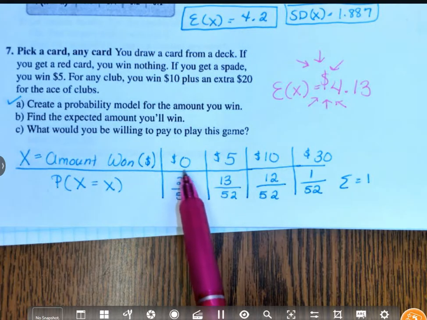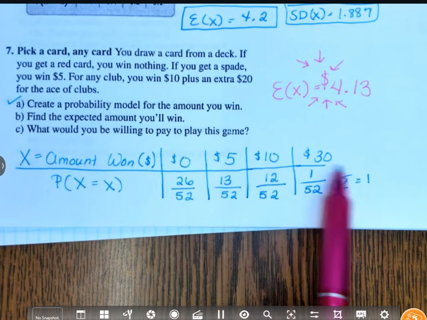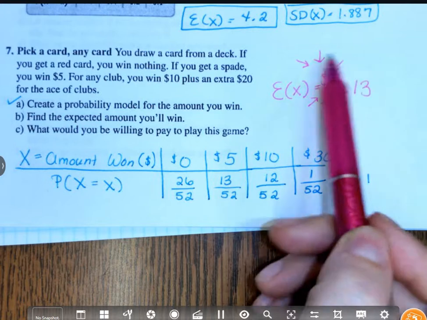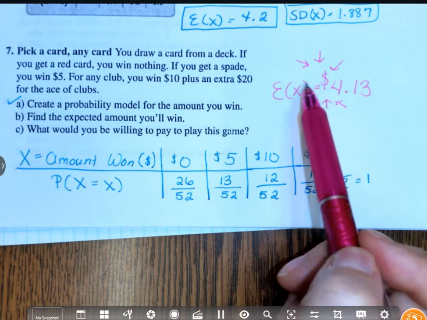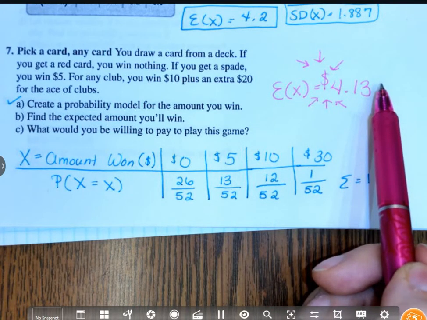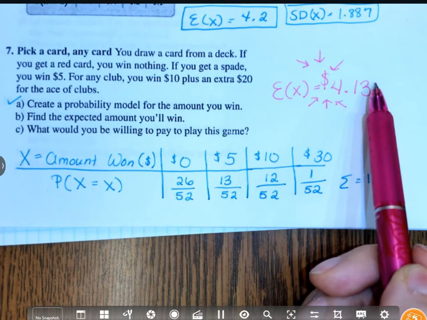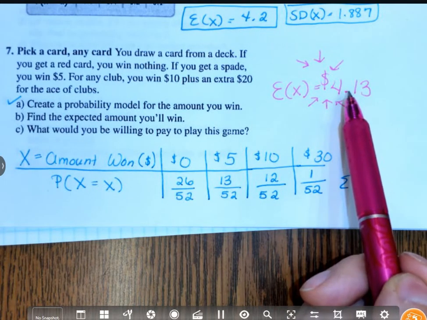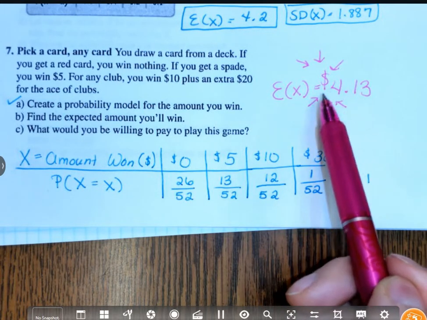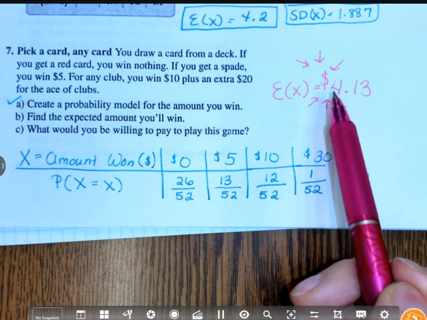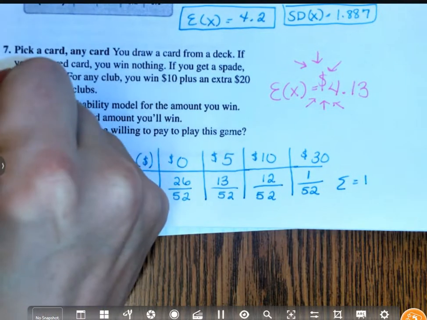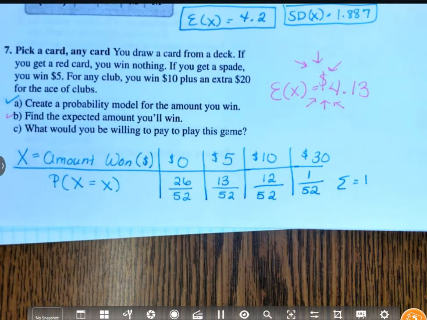I can't win $4.13. It's not one of my options. I can win 0, 5, 10, or 30. So refine that a little bit. It's the average in the long term. Understood? If I were to play this for infinity and beyond, that's what the average of each game's winnings would be. Now, can you use that to tell me what you would be willing to pay to play this game? What would you be willing?